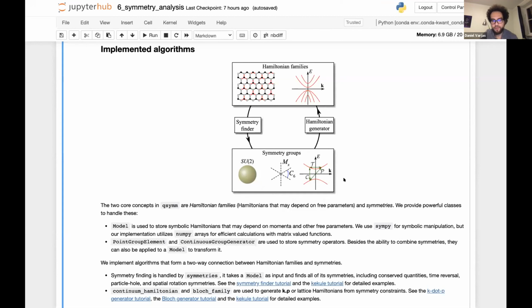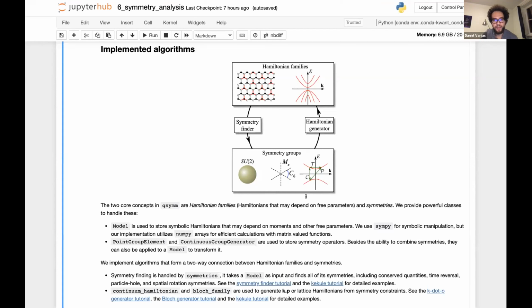And one way to go is, if you have a system defined by a Hamiltonian family, you may ask, what are the symmetries of this system? And we can automate this step completely and find all the symmetries of a system. And very often, if you write down some very simple k.p or tight binding model without even thinking of it, you make it extremely symmetric with lots of symmetries that you don't actually want. And so it is very good to be aware of this, and that's why it's nice to have such a tool.